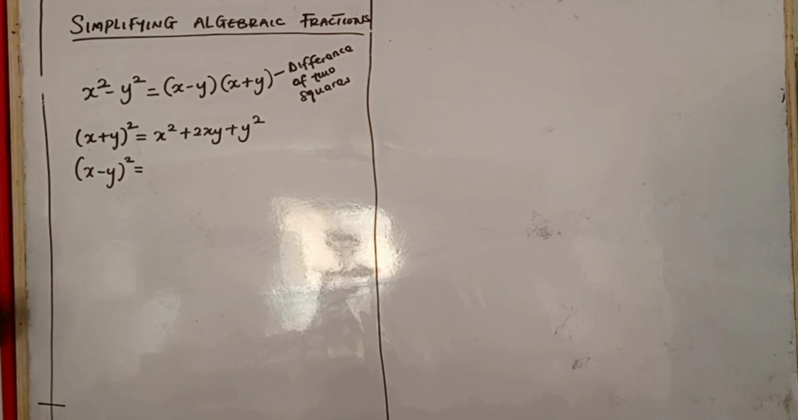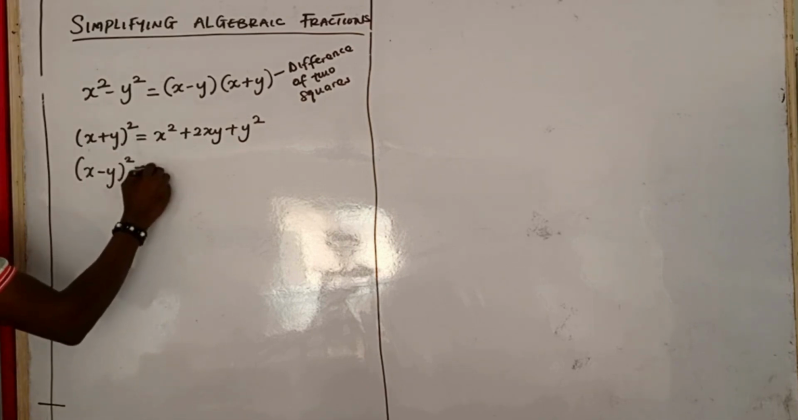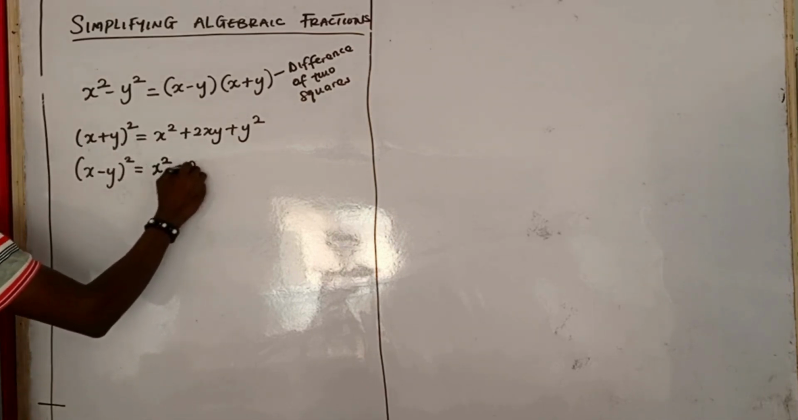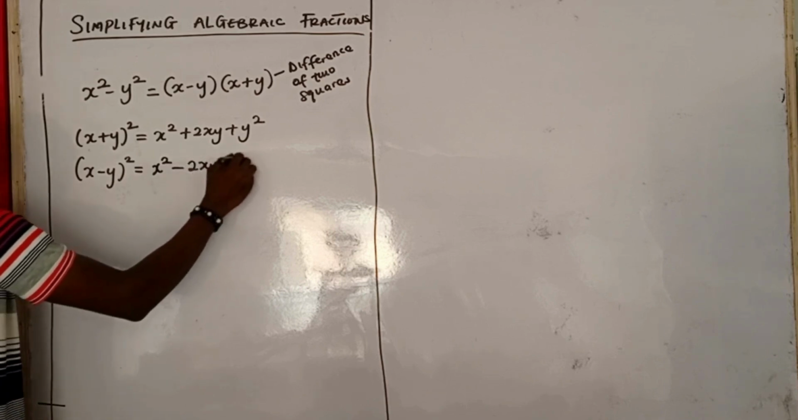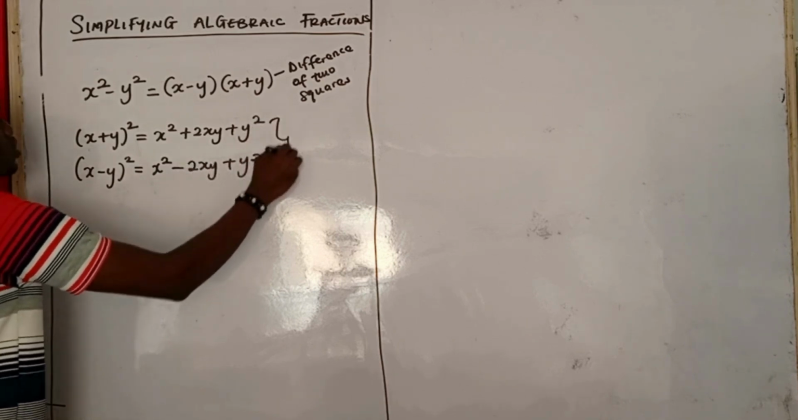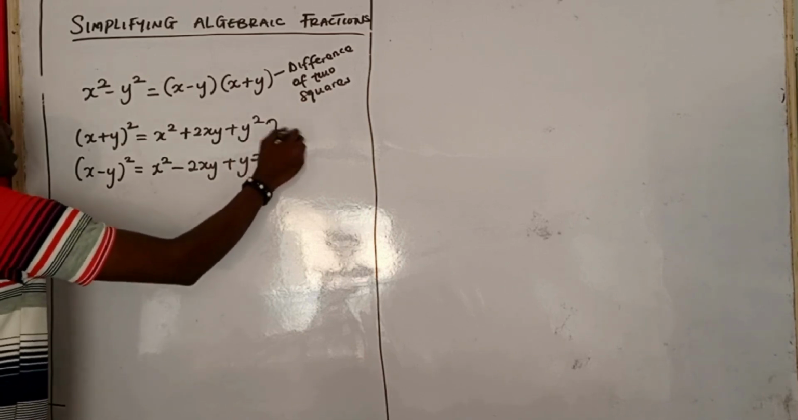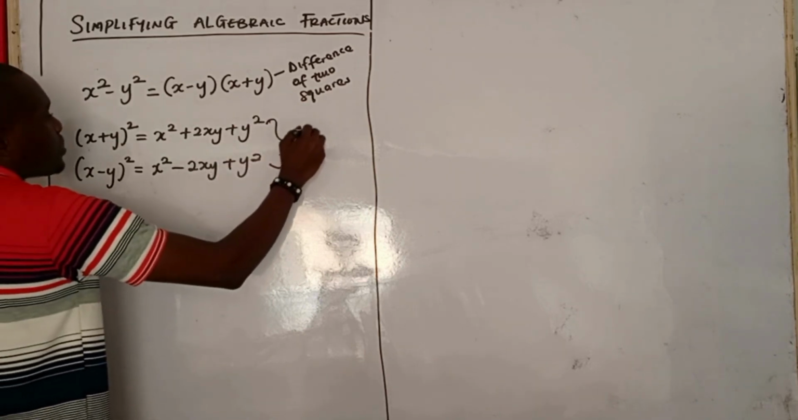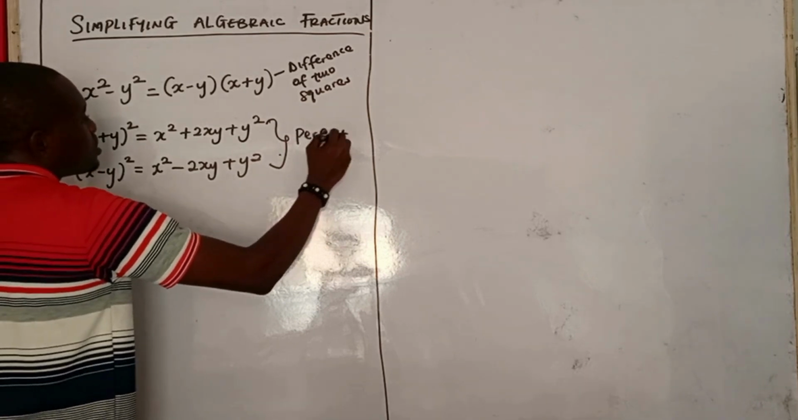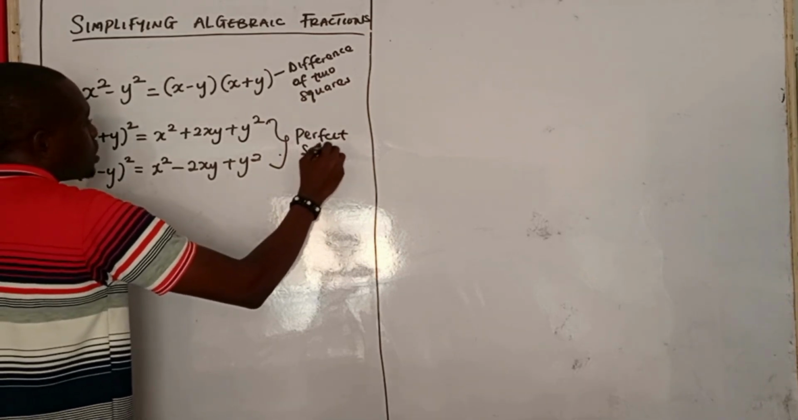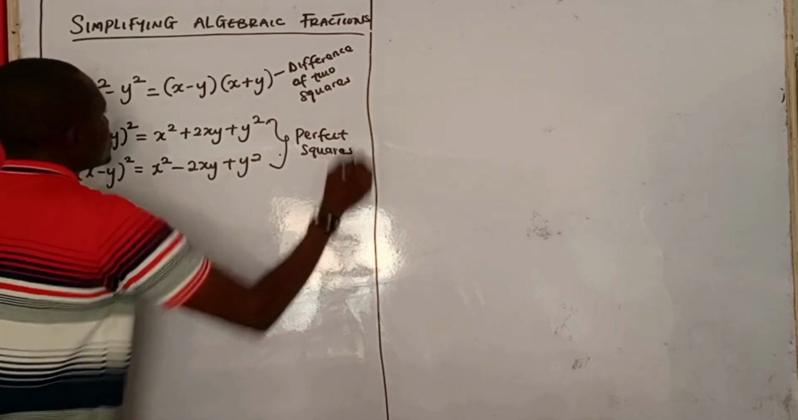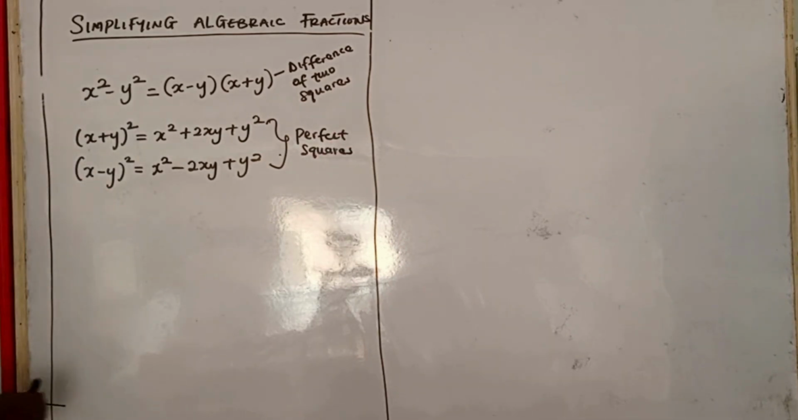So it simply means that you are going to have it as x squared minus 2xy plus y squared. So these two are what we call perfect squares. Okay, good.